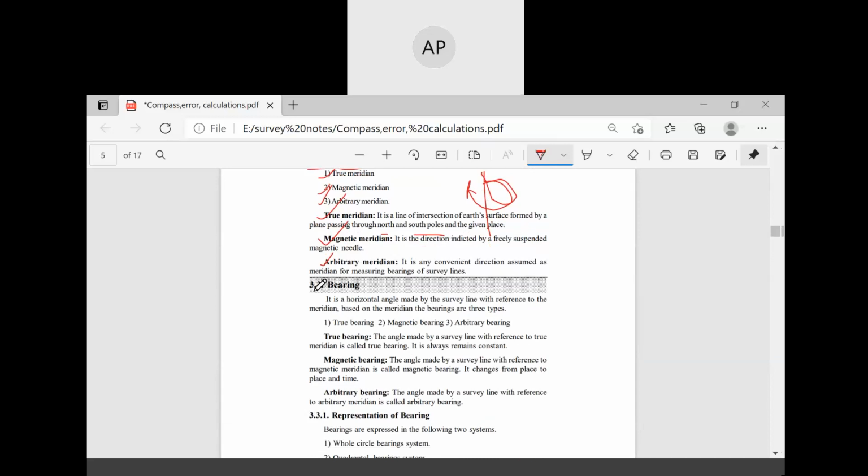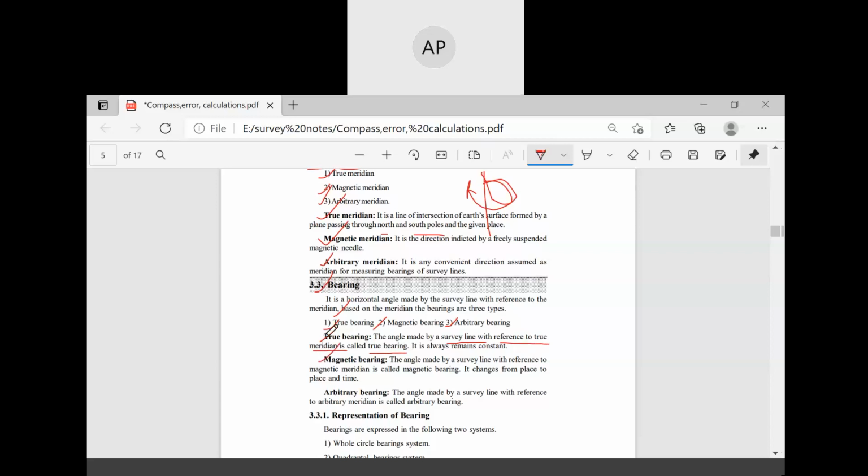And what is a bearing? It is the horizontal angle made by a survey line with reference to the meridian. Based on the meridian, the bearings are true bearing, magnetic bearing, and arbitrary bearing. What is true bearing? The angle made by a survey line with reference to the true meridian is called a true bearing. It always remains constant.